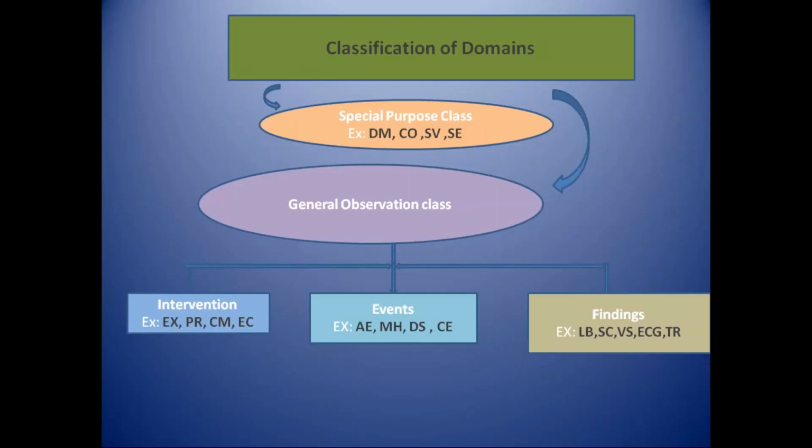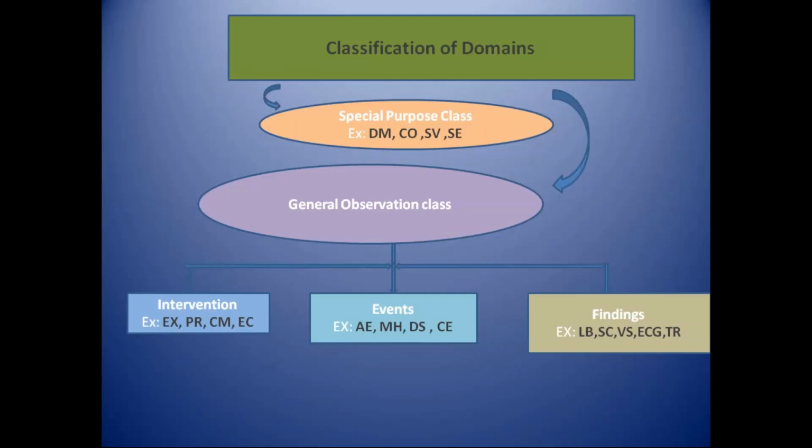The general observation class is further divided into three domains: interventions, events, and findings. In the interventions, we will have exposure, procedure, concomitant medication, and exposure as collected. And in the events, we'll have four domains: adverse event, medical history, disposition event, and clinical events.